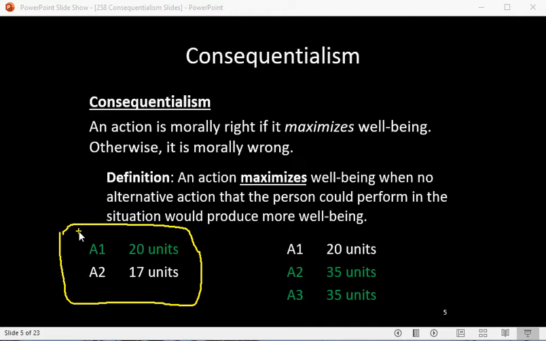A2 results in 17 units of well-being. Well, here A1 maximizes well-being. A2 doesn't. So A2 is morally wrong according to consequentialism because you could have done something better.